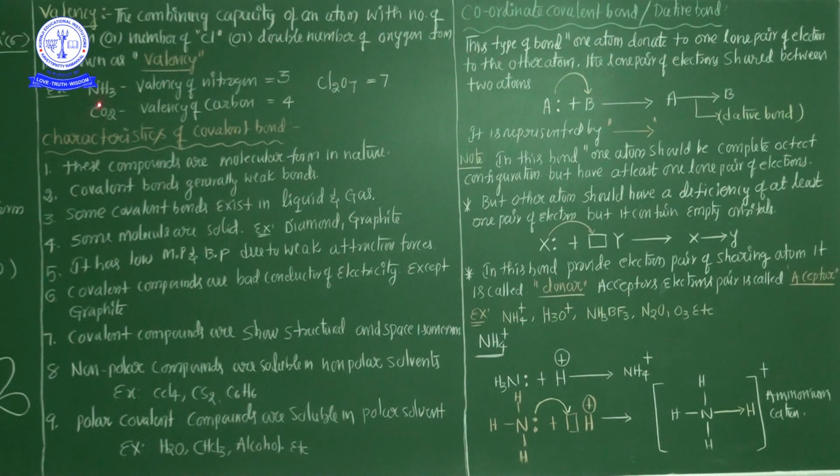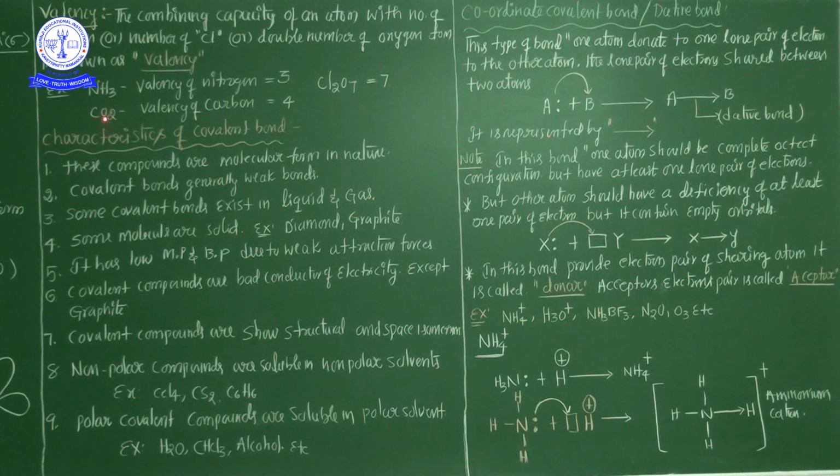For example, this is the ammonia molecule, NH3. My question is: which one is the combining capacity? Nitrogen combined with hydrogen. As I already said, the combining capacity of an atom with a number of hydrogen atoms. Now I am asking the valency of nitrogen. Opposite to nitrogen, how many hydrogens are there? Three hydrogens. That's why the valency of nitrogen is 3, based on the number of hydrogen atoms, or number of chlorine atoms, or double the number of oxygen atoms.